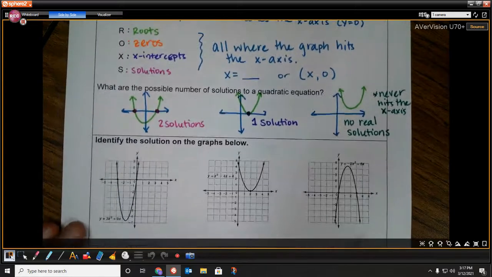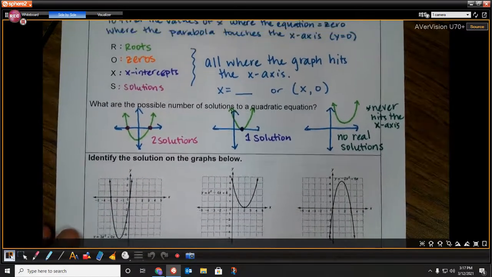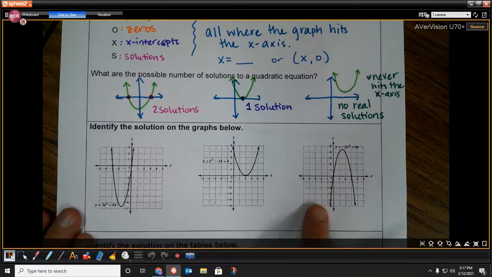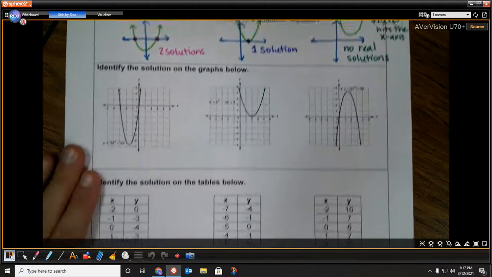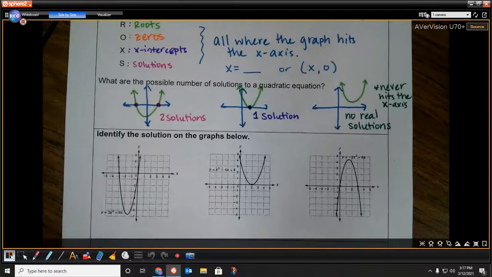All right, now on this one, guys, you can find solutions different ways. You can do it in a graph. You can also do it in a table. That's what we're going to do, and then you can also just do it straight from the equation. So first, we're going to look at it from our graph, okay?